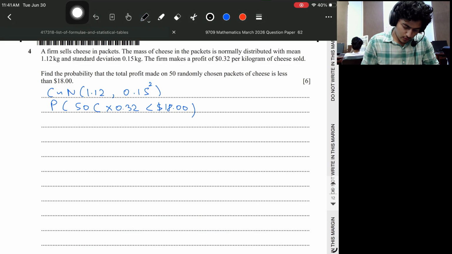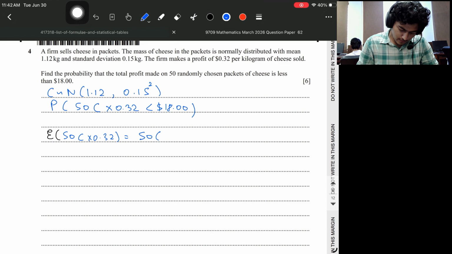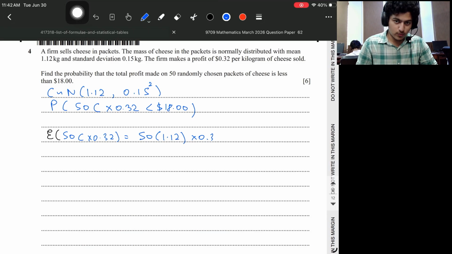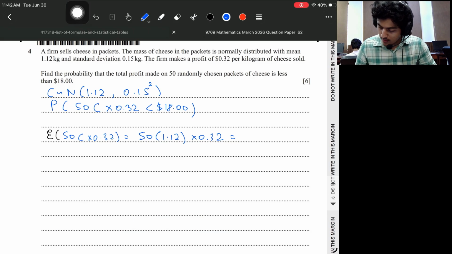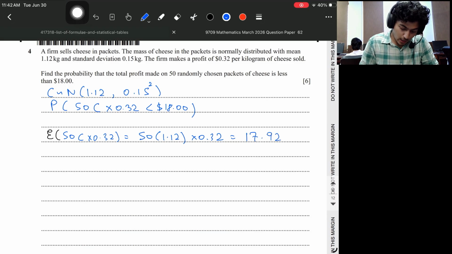All right, so if we look into the equation over here, we have the expected value of 50C times 0.32, which would just be 50 times 1.12, that is the expected value, times 0.32, right? And if we calculate that out in the calculator, what we will be getting here is 17.92.